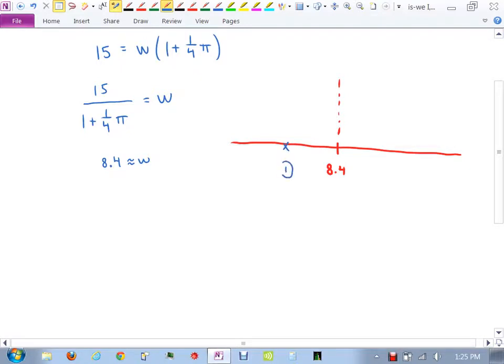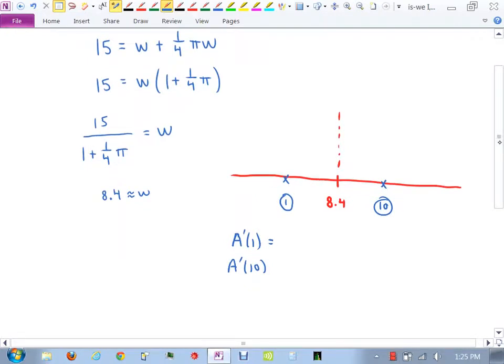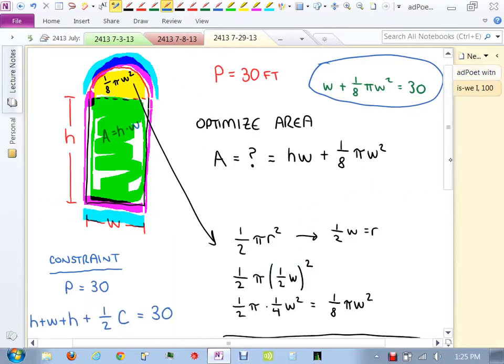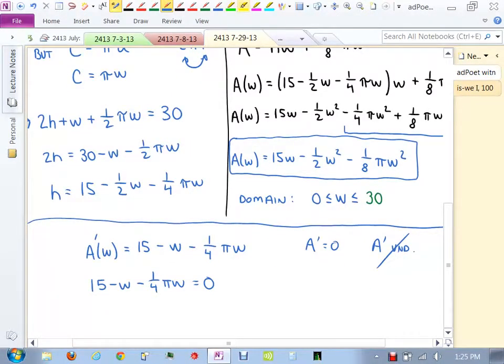Derivative. So how about I take 1 and how about I take 10? What's A prime of 1? What's A prime of 10? So I go back to my derivative, which isn't even on this page. What would you get if you plugged 1 in, and what would you get if you plugged in 10? So I've got to go back to the derivative, which is right here. Plug 1 into that. 15 minus 1 minus 1/4 pi. That's still a positive number, isn't it?